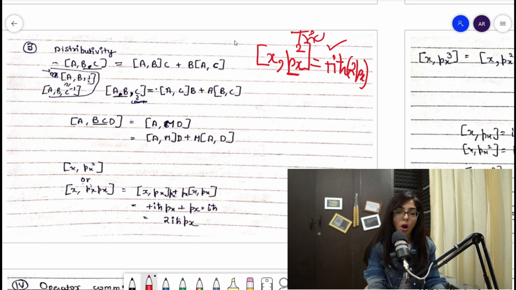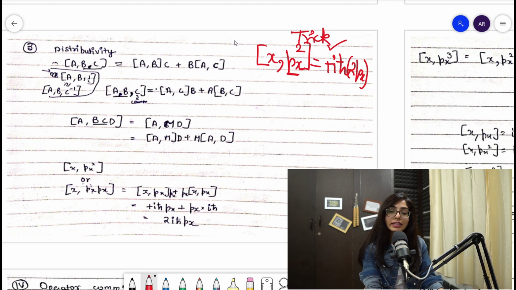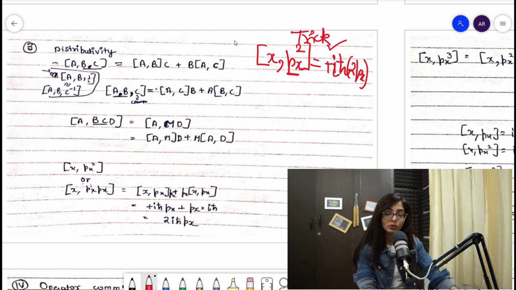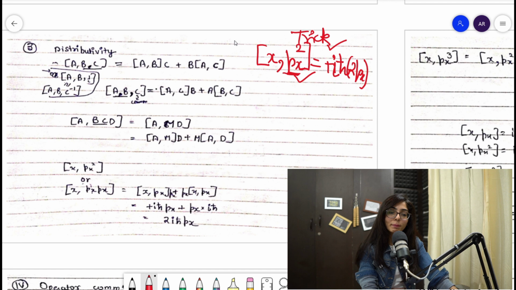That was a trick. So how to solve it? What is the proof that I'm telling you the truth? So let me show you the proof. The proof of this comes from the distributivity property. According to it, you can write p(x square) like this.